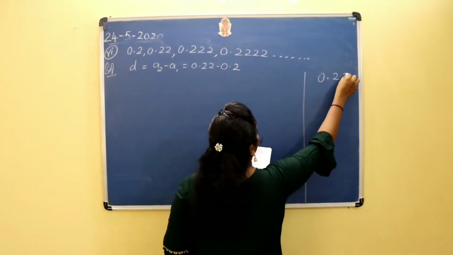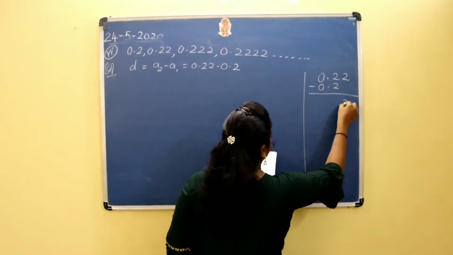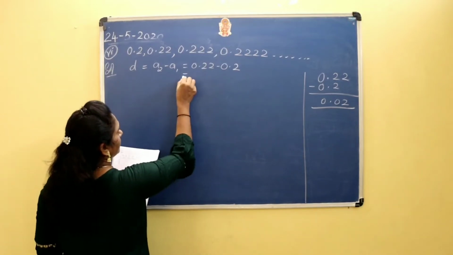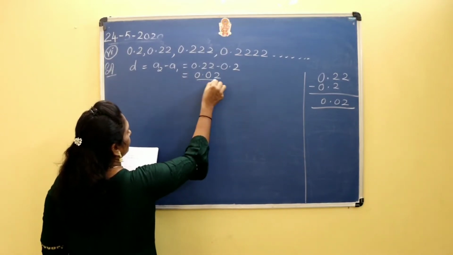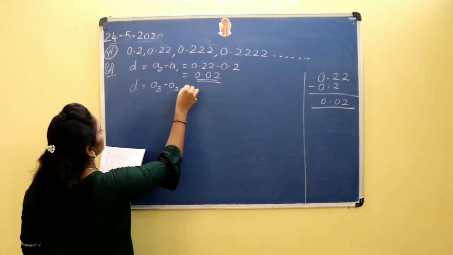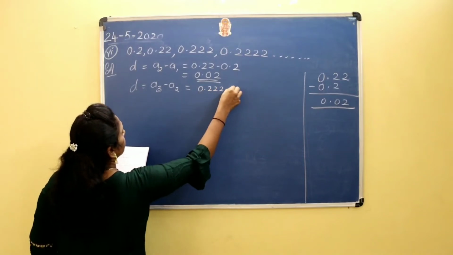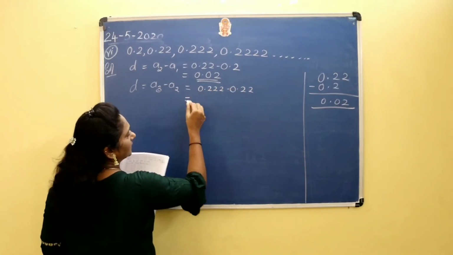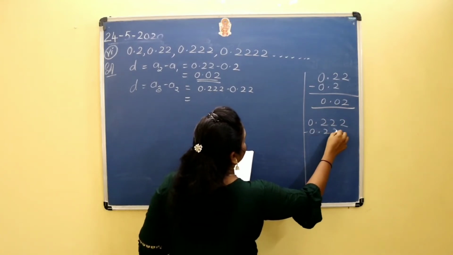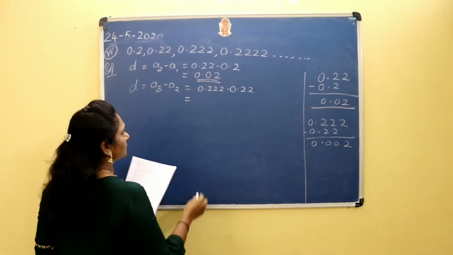Come to the working column. 0.22 minus 0.2 will give you 0.02. This is your D. Again D is equal to A3 minus A2. A1, A2, A3. 0.222 minus 0.22 will give you 0.002.